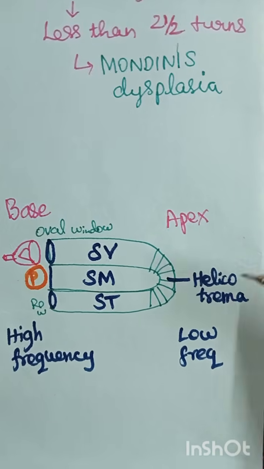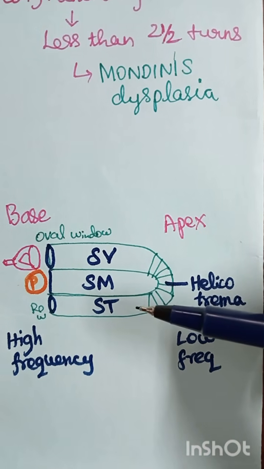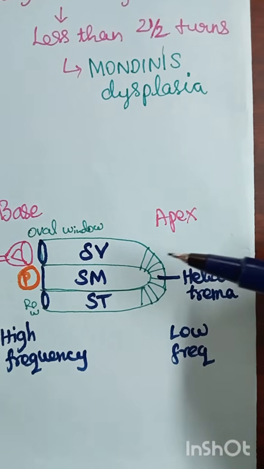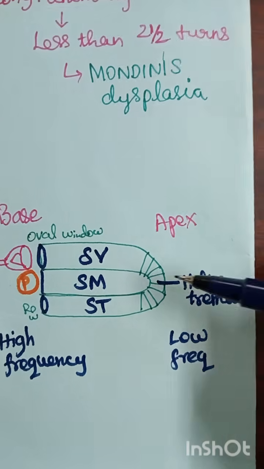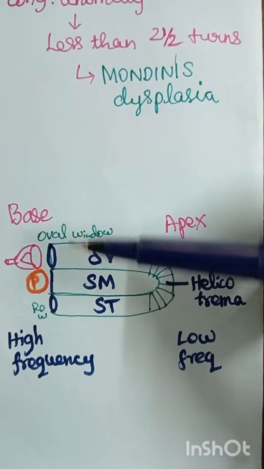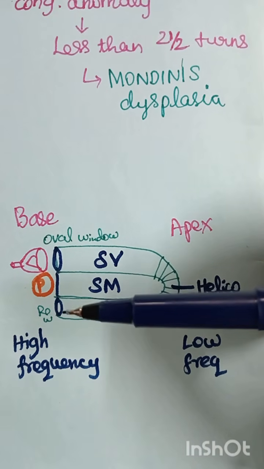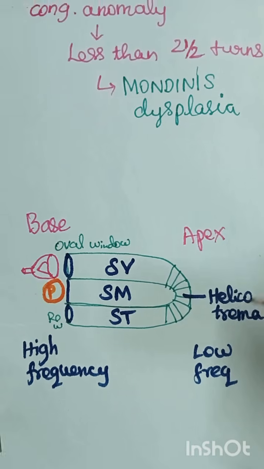And the cochlea has three compartments: scala vestibuli, scala media, and scala tympani. This scala vestibuli and scala tympani communicate via the helicotrema. The communication is called the helicotrema, and this is the base of the cochlea containing the oval window, promontory, and round window, and this apex contains the helicotrema.